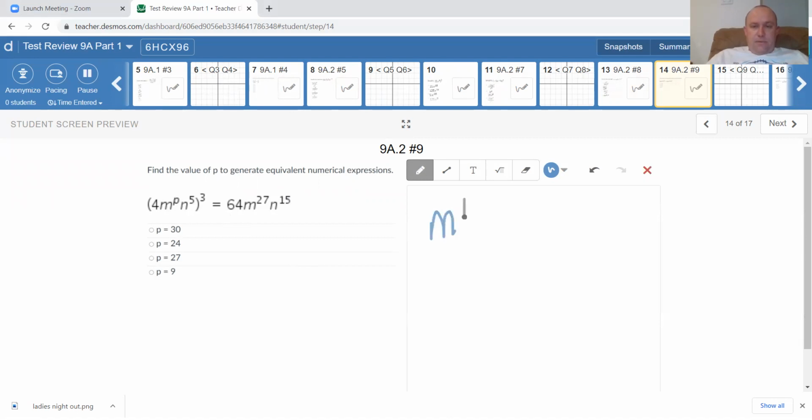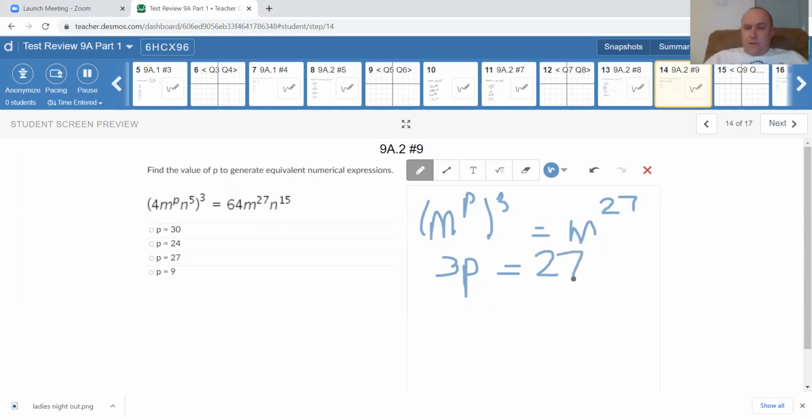So I have m to the power of p, all raised to the power of 3, equals m to the power of 27. So what this actually means then is when I multiply these together, it's going to equal 27. So p times 3, we just put numbers first and letters second. And if you're not sure, you can go ahead and type this into Desmos, 3x equals 27 and solve. Or you could just try each number as well. Is 3 times 30 27? Hopefully you'd realize for this one fairly quickly that 3 times 9 is 27. And that's obviously why that's the answer for this question.